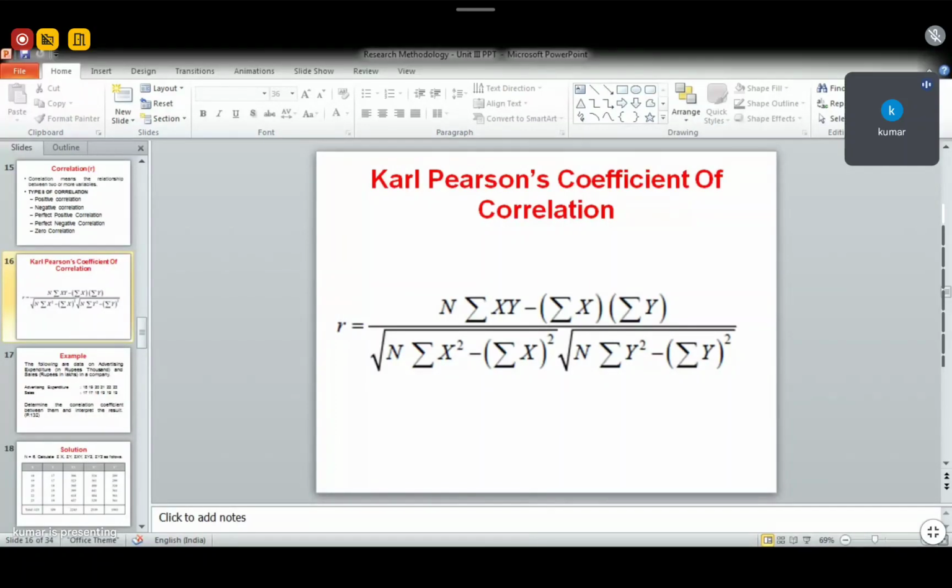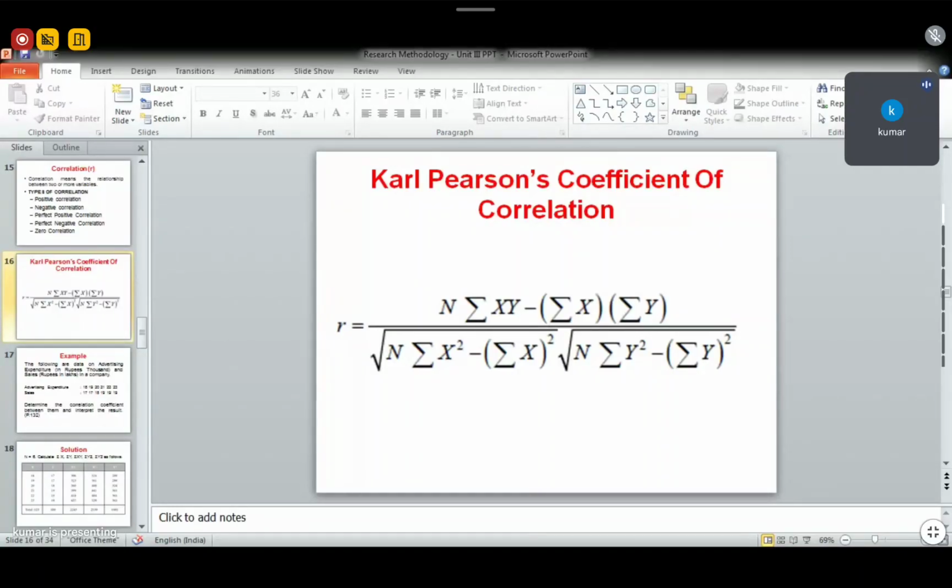So write down the formula. R is equal to n into sigma xy minus sigma x into sigma y, divided by root of n into sigma x square minus sigma x the whole square, into root of n into sigma y square minus sigma y the whole square. n is equal to the number of items in the problem. In this problem, we are given 6 items, so wherever n is there, it is replaced by the value 6.